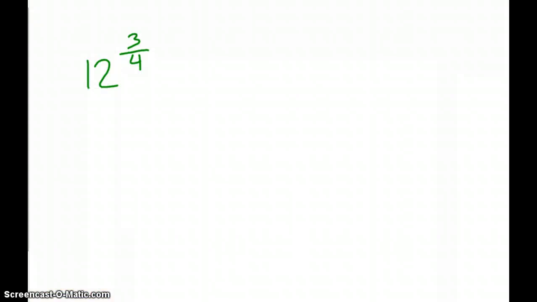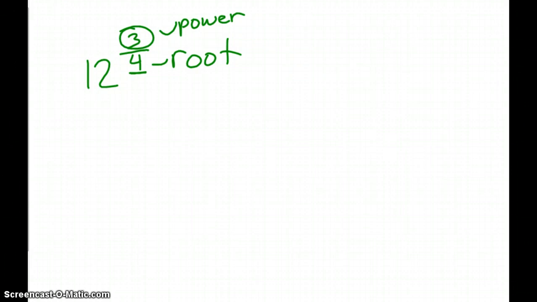So if we have 12 to the 3/4 power, that is simply telling us you're going to take the 4th root of 12 to the 3rd power. And the order doesn't matter here that we do that in. But the bottom is always the root, the top is always the power. So if we can say that's the 4th root of 12 taken to the 3rd power, we can write that in another form, and that's what we're going to start looking at on the next page: translating our rational exponents into another format that we've seen.